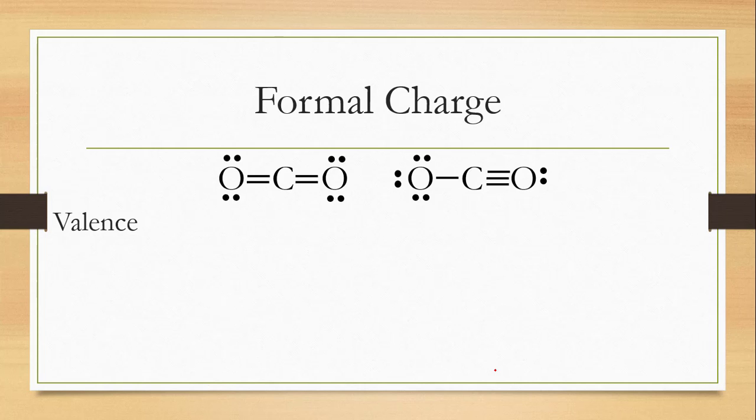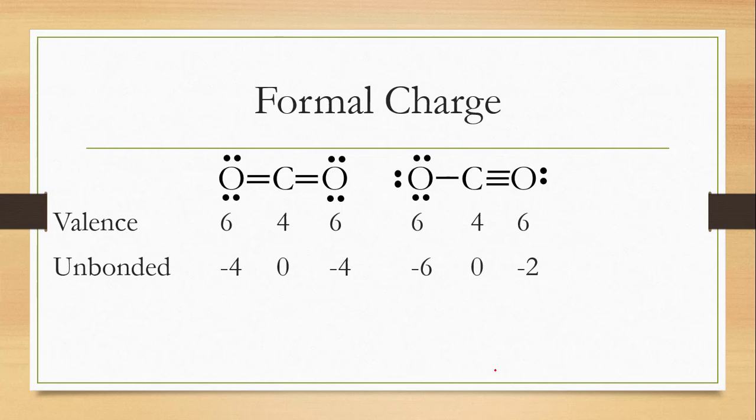Well, let's look at the valence electrons. Oxygen has 6, carbon has 4, oxygen has 6, and so, as you would expect, we'd write 6, 4, and 6 over here. Then we look at the number of unbonded electrons, and we'll put a negative sign because we're subtracting them. So I've got 4 unbonded electrons here, none here, and this oxygen has 4 unbonded electrons. This oxygen has 6 unbonded electrons. This carbon still doesn't have any, and this oxygen now has 2.